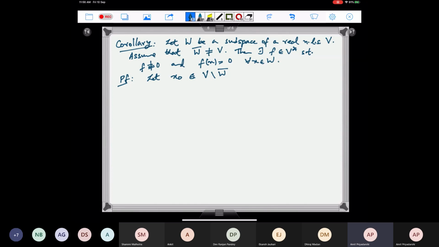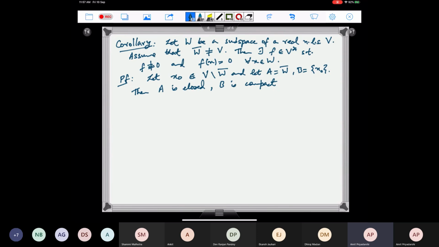So we know there exists some point in V which is not in W closure. So we take that and let A equal W closure and B equal the singleton {x naught}. Then our set A is closed, B is compact, and x naught is not in W closure. Therefore A intersection B is empty.